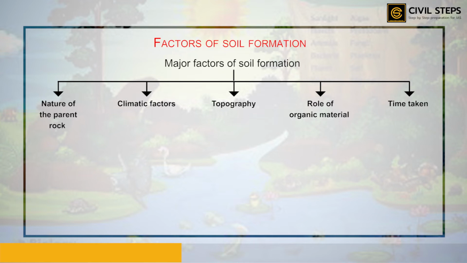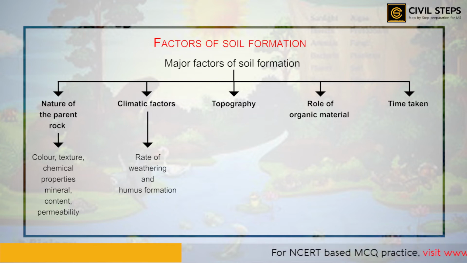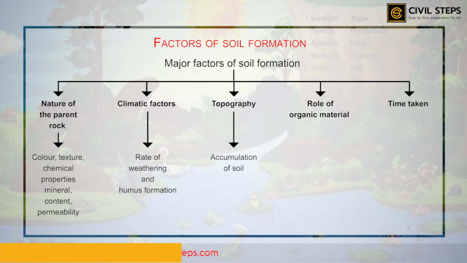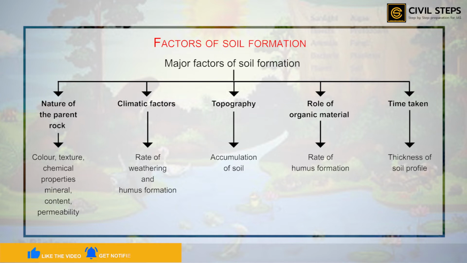The parent rock determines the color, texture, chemical properties, mineral content, and the permeability. However, the climatic temperature and rainfall influence the rate of weathering and the humus formation. Relief, altitude, and slope determine the accumulation of soil, whereas the flora, fauna, and the microorganisms affect the rate of humus formation. Time determines the thickness of soil profile. So these are all the factors that determine the formation of soil.